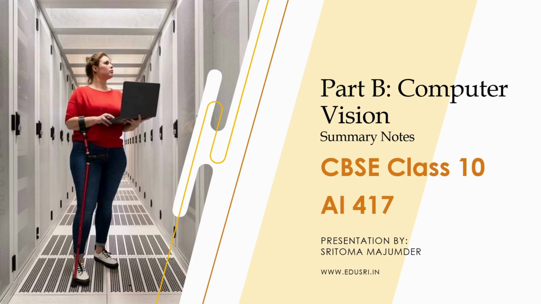In this chapter, we will learn about the basic concepts of computer vision, how images are represented inside a computer, pixels and resolution, image processing, convolution, and convolutional neural networks, also known as CNNs. We will also explore some important real-life applications of computer vision. So, let's begin our journey into the fascinating world of computer vision.